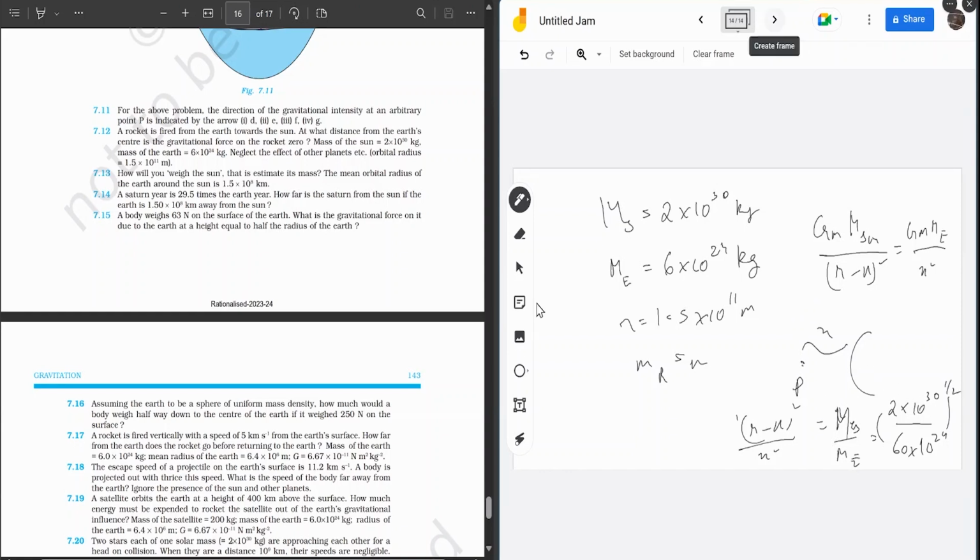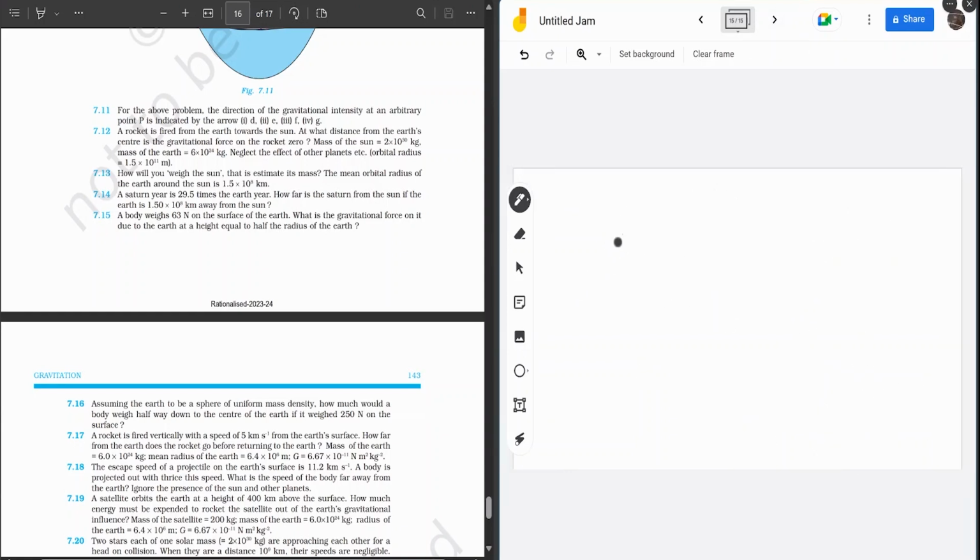If we calculate all this, we get 577.35. So 1.5 into 10 to the power of 11 minus x is equal to 577.35 x. Hence x is equal to 1.5 into 10 to the power of 11 divided by 578.35, which is 2.59 into 10 to the power of 8 meters.